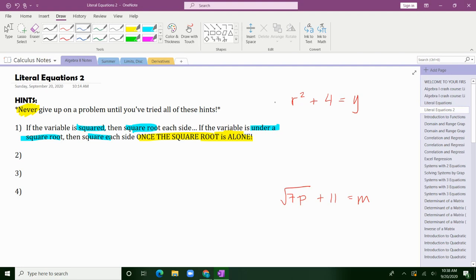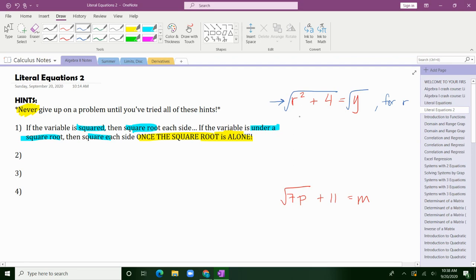Let me show you two cases here where people make mistakes very frequently. Let's say I'm looking for the variable r in this case. What some people say is, oh, okay, r is squared, so I'm going to square root each side. But the thing is, you want to get that squared term alone first, which means you really should have moved 4 to the other side.